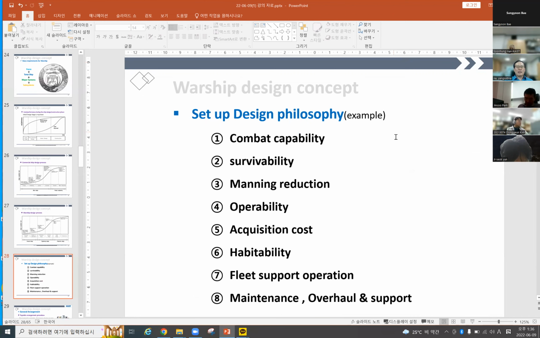Before the design, the designer has to set up the design philosophies for what types of warships and what their missions are. For example, what is the priority among combat capability, survivability, manning reduction, operability, acquisition cost, habitability, fleet support operation, maintenance, and so on.